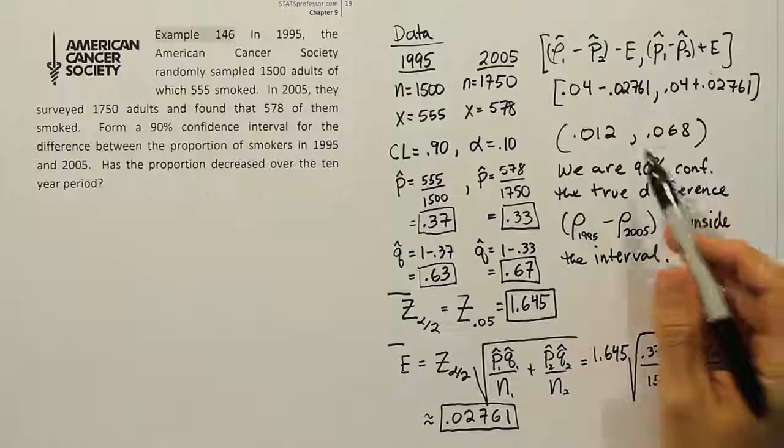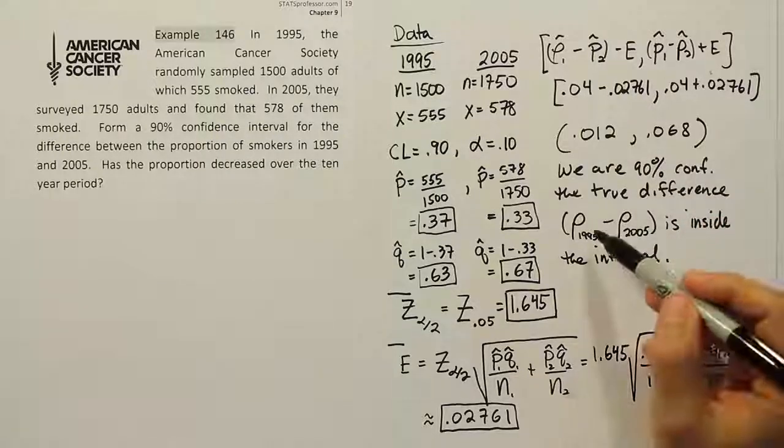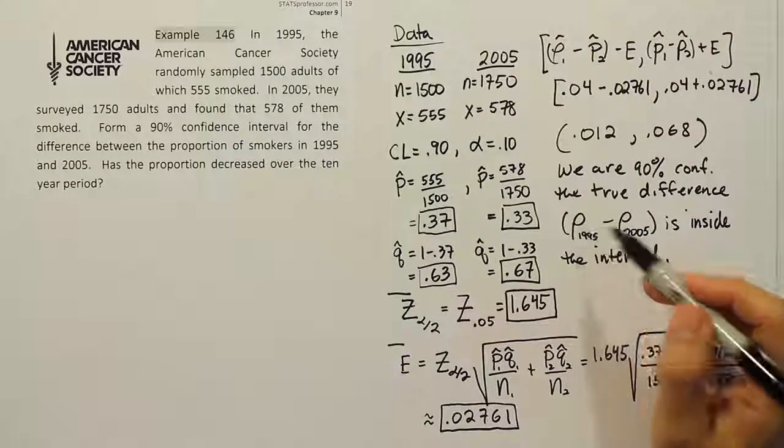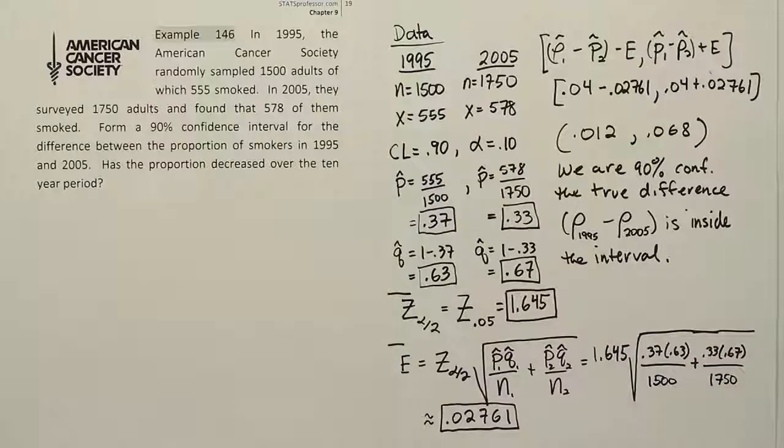Okay, so that's your interval. That's your conclusion, that more people smoked in 95, or a higher proportion of people smoked in 95 than do in 2005.